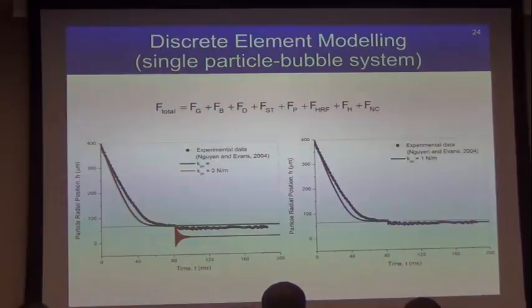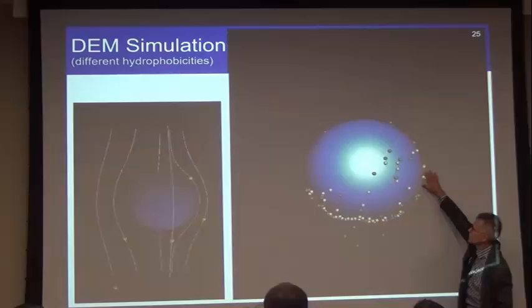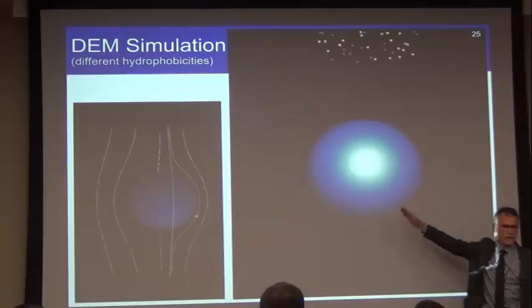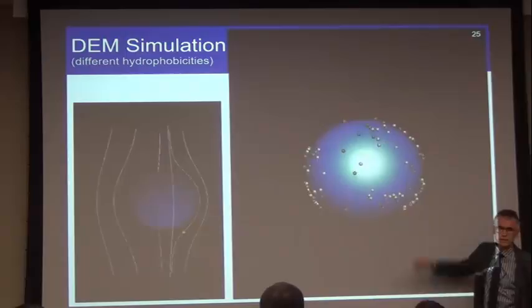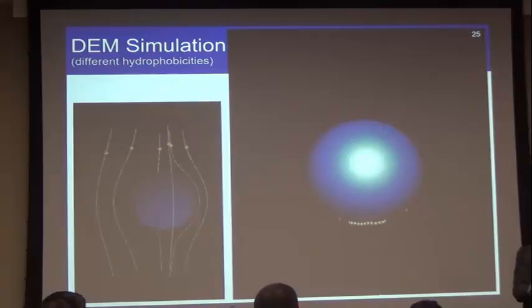Of course with the DEM, why stop at one particle when you can have a number of these particles? So here's some DEM work that we've got of two different types of particles with different hydrophobicities. You can see here that they become attached or collected on the surface of the bubble. And you may have seen that they're different colours, and the ones with the higher hydrophobicity will actually remain on, and then they start pushing the less hydrophobic particles off.